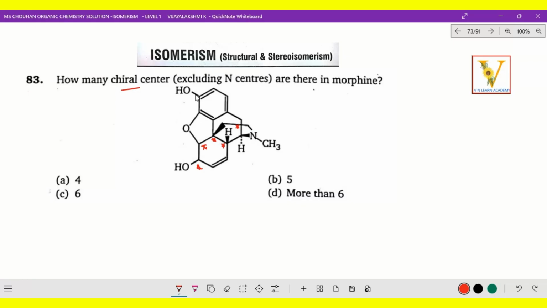Then what about this? This is attached to the benzene resonance, so here we cannot find a chiral carbon. So altogether how many chiral carbons? It is 5 chiral carbons available. Hope you got the clarity. Come on, let's go to the next question.